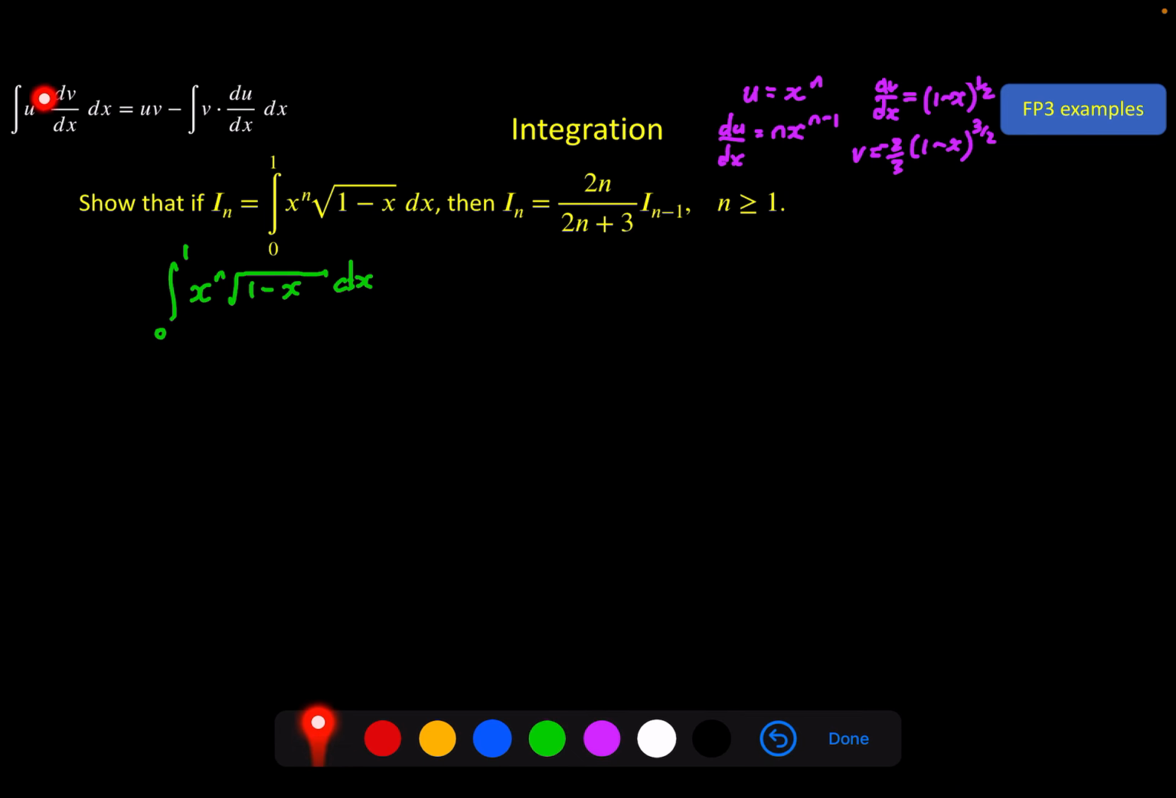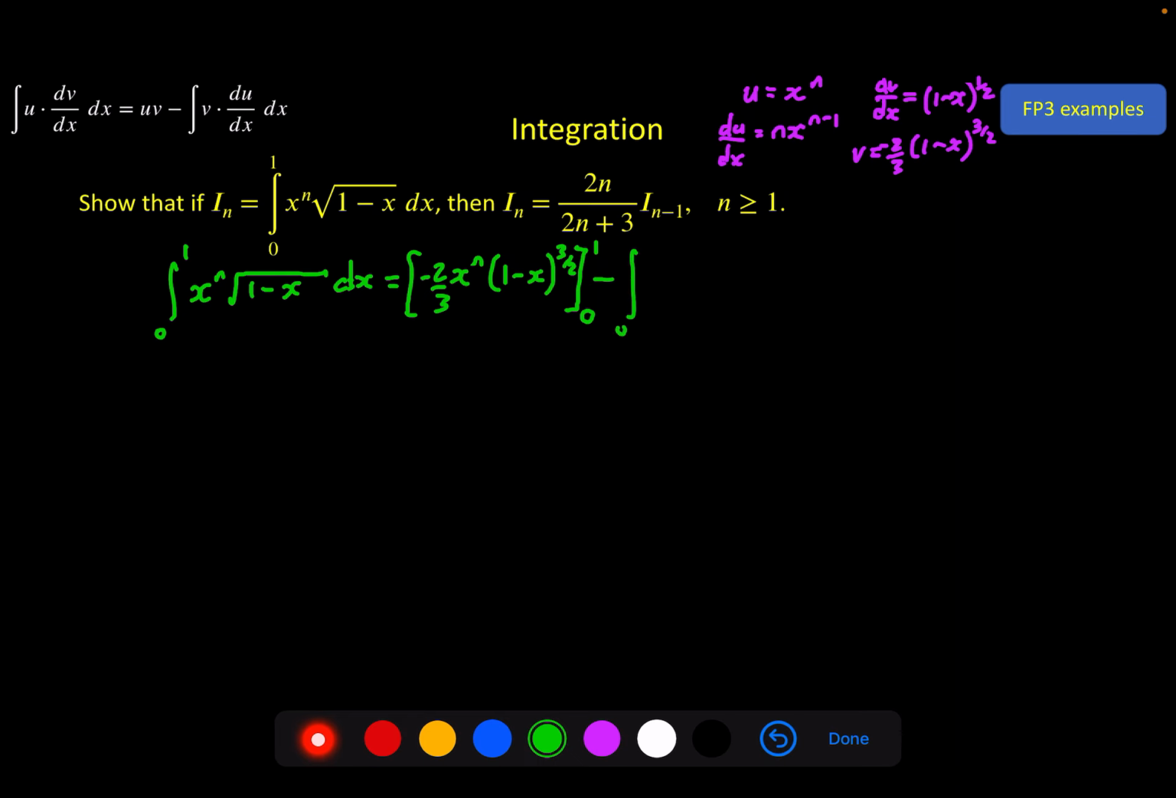Now we're going to apply the integration by parts formula and see what we get. So I have u times v, so I have minus 2/3 from the v, x to the n from the u, times 1 minus x to the 3 over 2. Now quick note here, we do have limits, so I do need to apply those here, and many times this will be a good thing, because often this will make this bit much simpler. We'll talk about that in a second. I'll keep going for now with the formula.